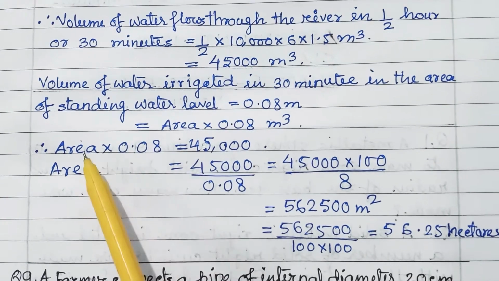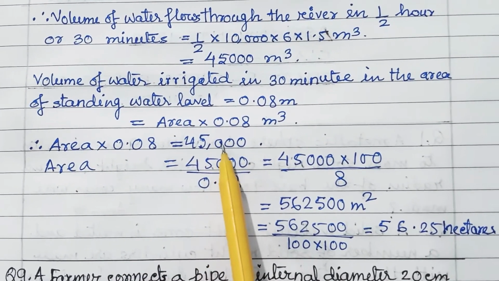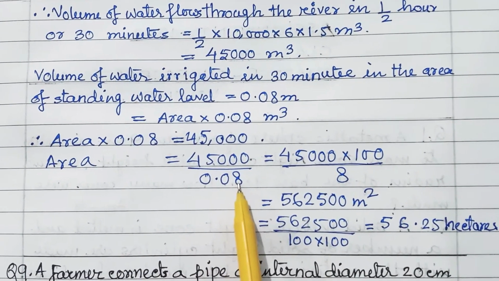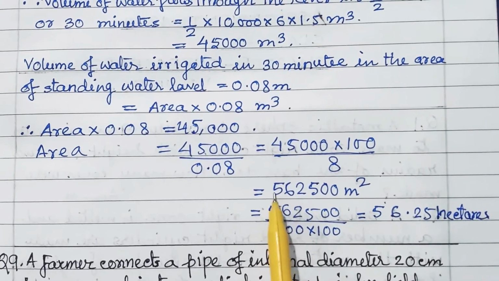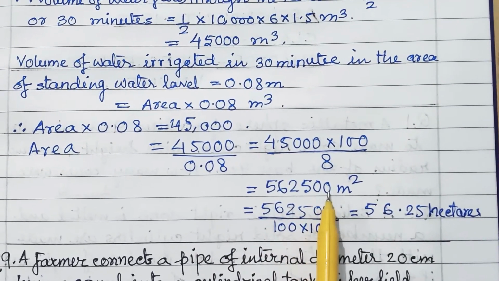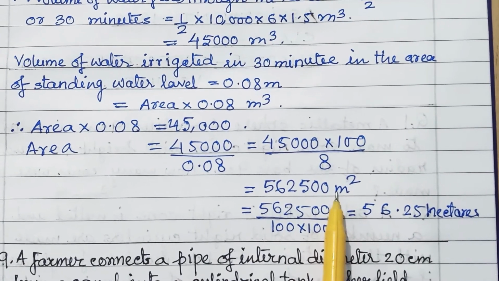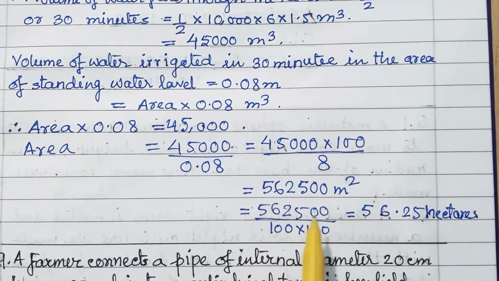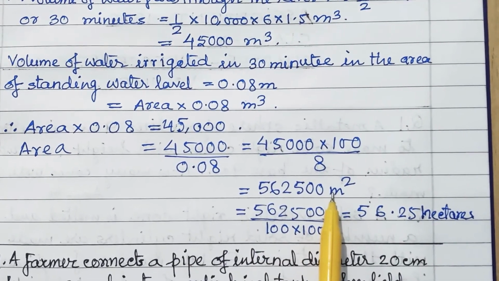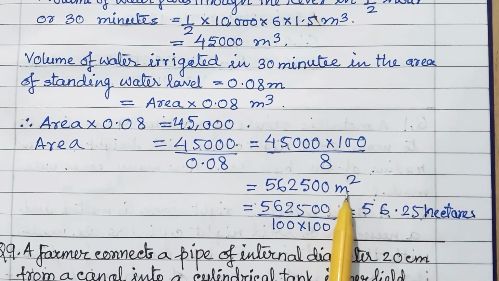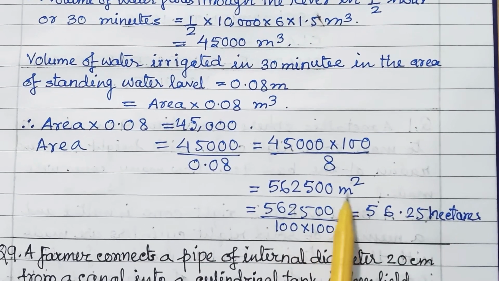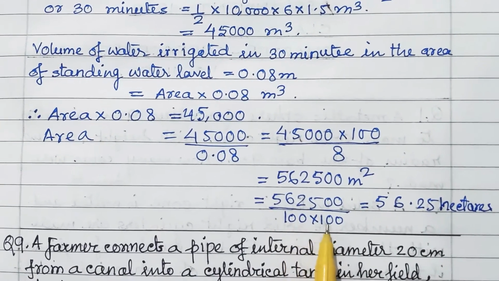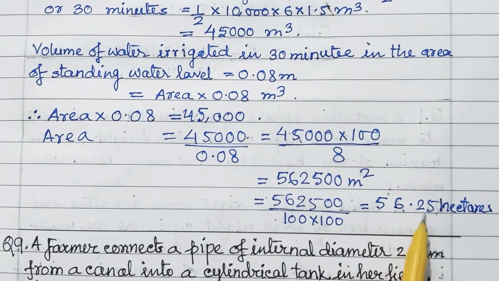Area we have to find out, so area into height is equal to 45,000, so area is equal to 45,000 upon 0.08, that is equal to 5,62,500 meter square. Now we have to change this meter square into hectare. An area of 100 meter by 100 meter is called 1 hectare. So we have to divide it by 100 into 100. So that is 56.25 hectares.